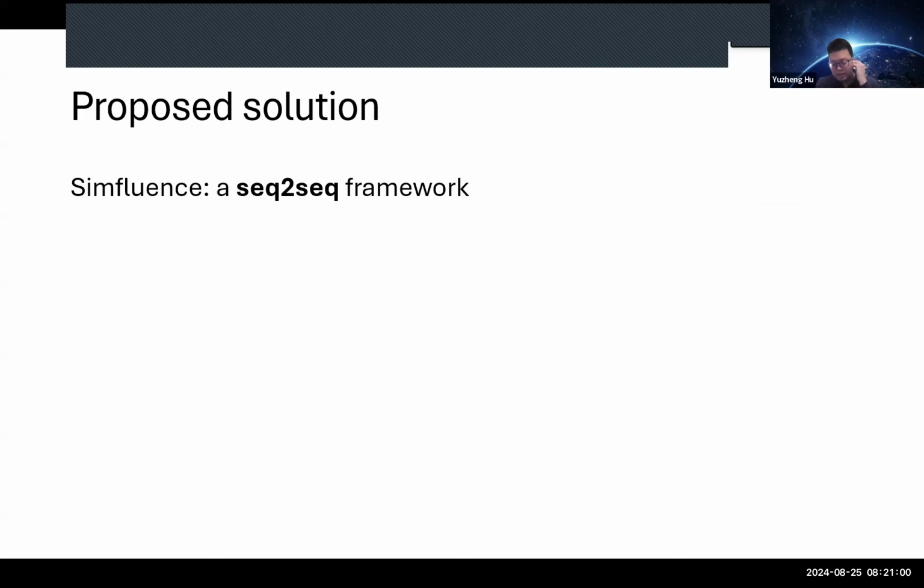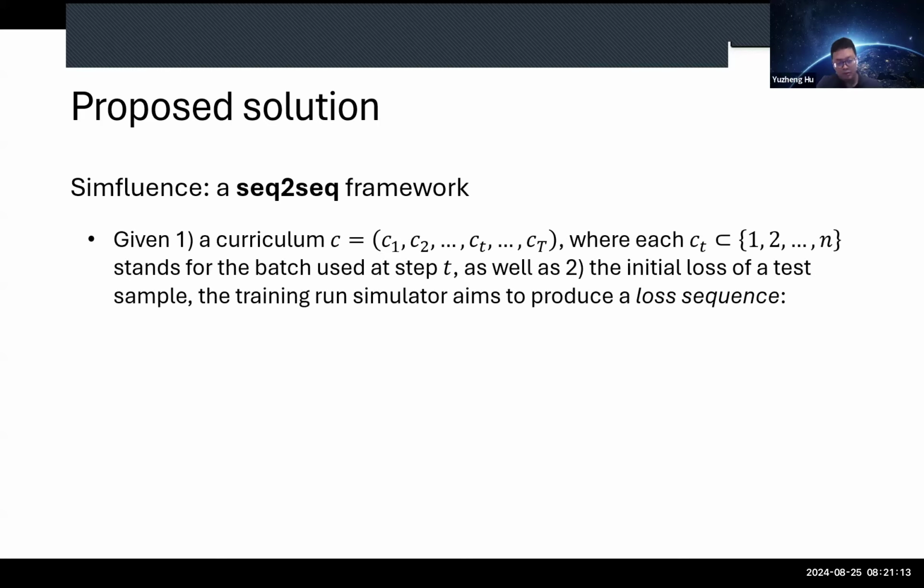So in this paper, the authors actually do not try to go beyond the previous solutions by proposing an algorithm, but instead propose a general sequence-to-sequence framework. The problem that the authors are trying to solve is this: given a training curriculum, written as C, from C1 to capital CT, where capital T is just the number of training iterations, and each Ct stands for the training batch used at step t, we're also given an initial loss of a test sample.